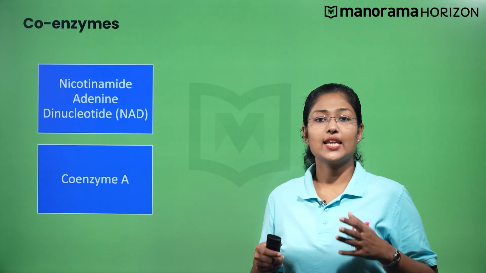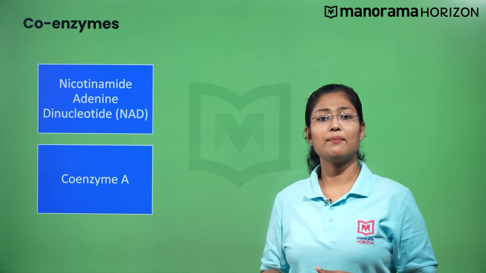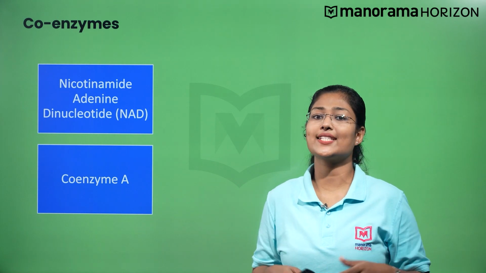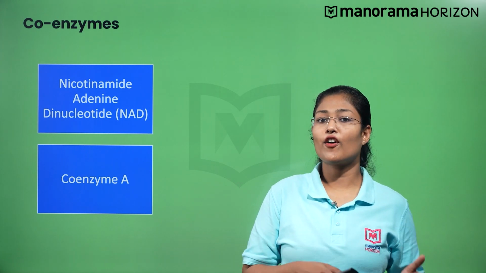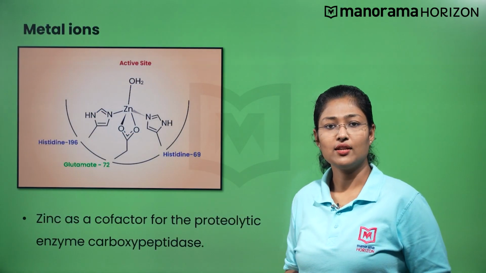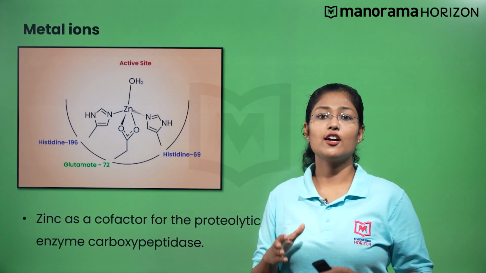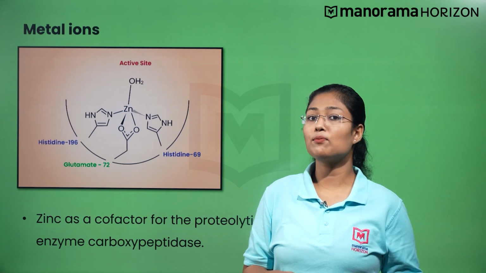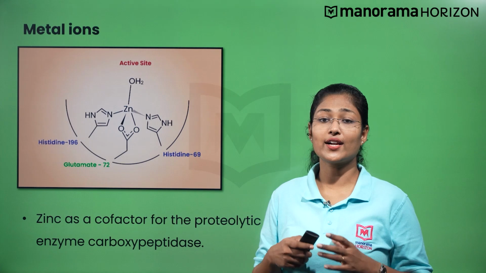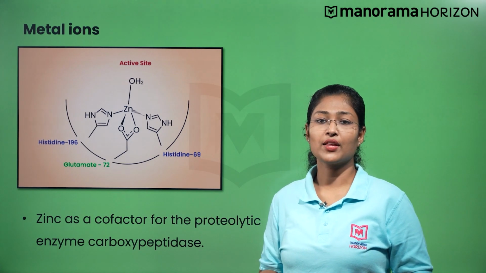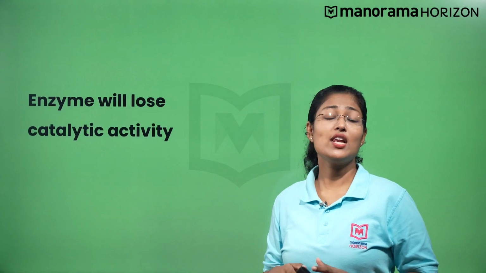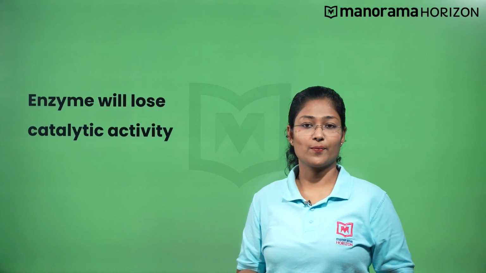coenzyme A. A number of enzymes require metal ions for activity, forming coordination bonds with side chains at the active site while forming one or more coordination bonds with the substrate. For example, zinc is a cofactor for the proteolytic enzyme carboxypeptidase. Have you ever thought, what if this cofactor is removed from the enzyme? The answer is very simple. The enzyme will lose its catalytic activity.